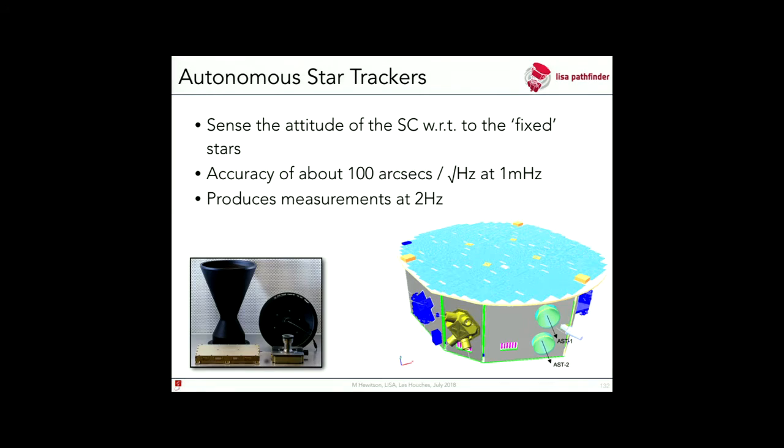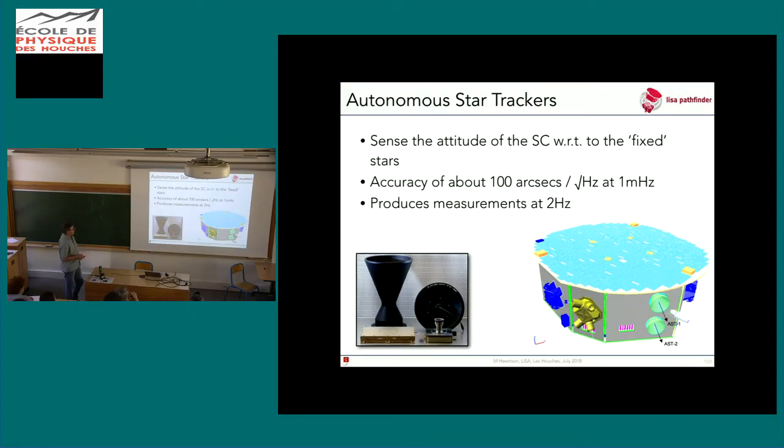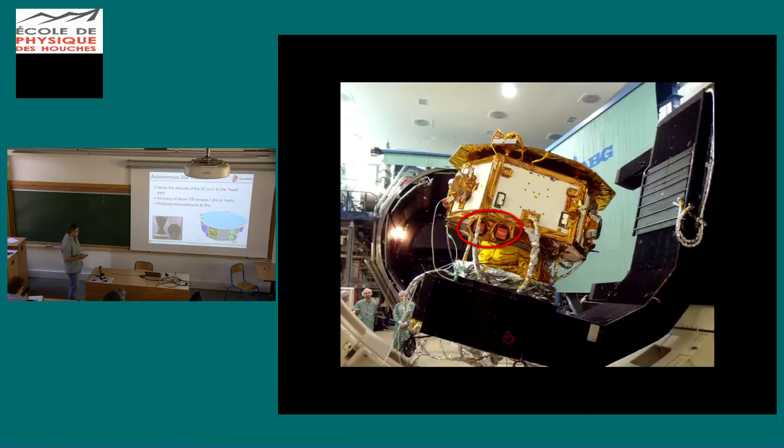This is what a star tracker looks like on LISA Pathfinder. So they really look at the stars. You take a picture of the stars, you compare that to a star catalog, and you figure out where you are and which way you're pointing. Okay, and you do that on different axes, and you figure out where you're pointing in inertial space. It has a pretty low accuracy compared to the other measurements we make, but it's good enough to control the spacecraft at low frequency.